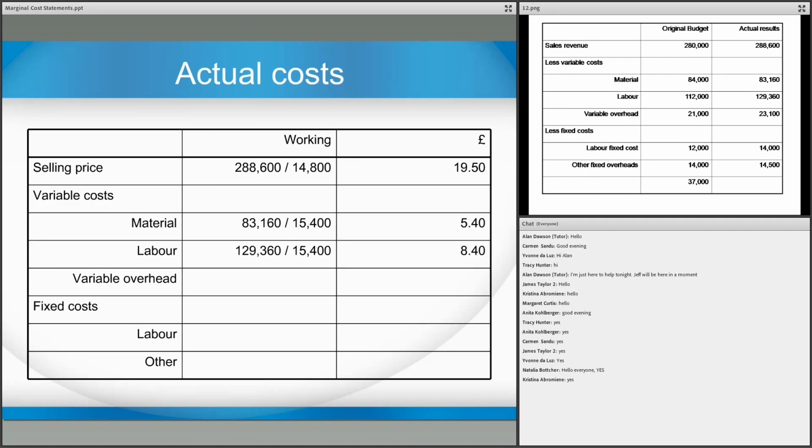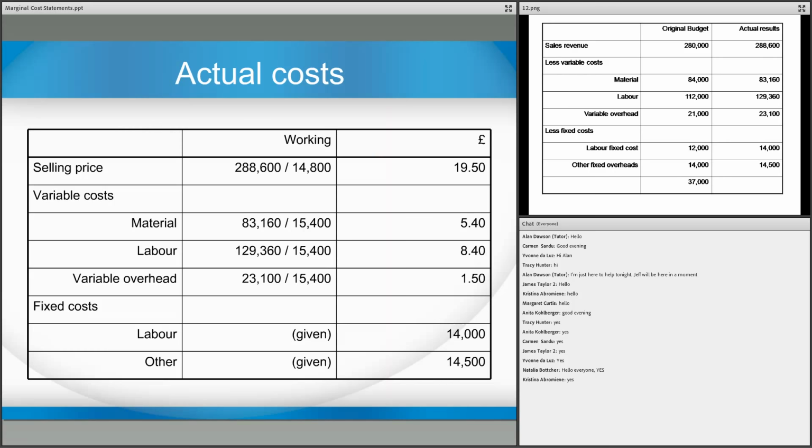£8. So the material, 83,160 over 15,400, £5.40, reflects the fact that we've got a discount from our suppliers because of the increased volume. Our labour costs, that's a little bit more than the standard. Maybe we've had to work overtime to achieve the extra production, because you can't magic extra people out of thin air, much as we'd sometimes like to. Variable overhead, 23,100 over 15,400. That's cost us as expected. And our fixed costs, which are given, in they go.